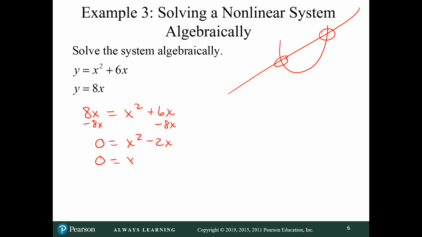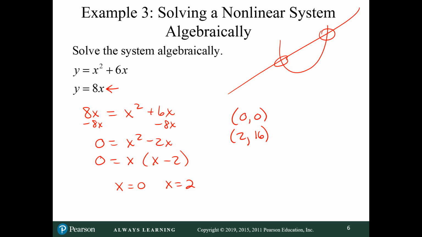If we factor out an x, x equals 0, and x equals 2. So where are the ordered pairs where it crosses? 0, 0, because if we plug a 0 into this one, we get 0. And 2, 16, because if we plug a 2 in there, we get 16. Those are the two ordered pairs where they cross.